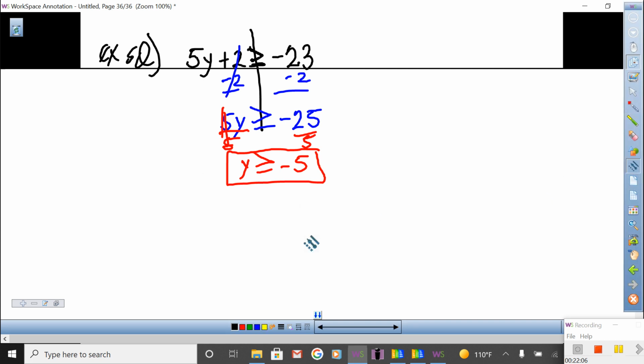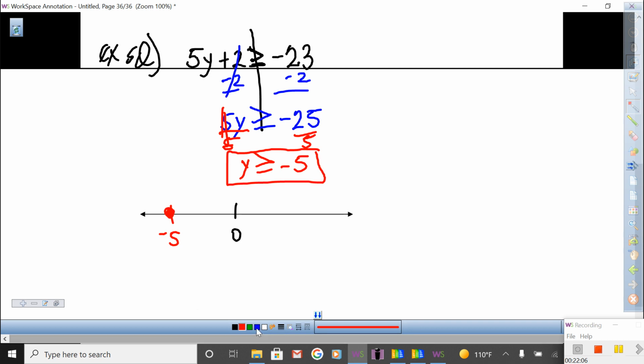All right, let's graph this. Here's 0. Then I'm going to go to negative 5. Is it an open or closed point? Closed because it's got an equal sign, so it's a solid point. Next, I need to test a number. What number do we see other than negative 5? 0. So I'm going to substitute it in here. Is 0 greater than or equal to negative 5? Yes, that is true. So that means I'm going to shade towards 0.